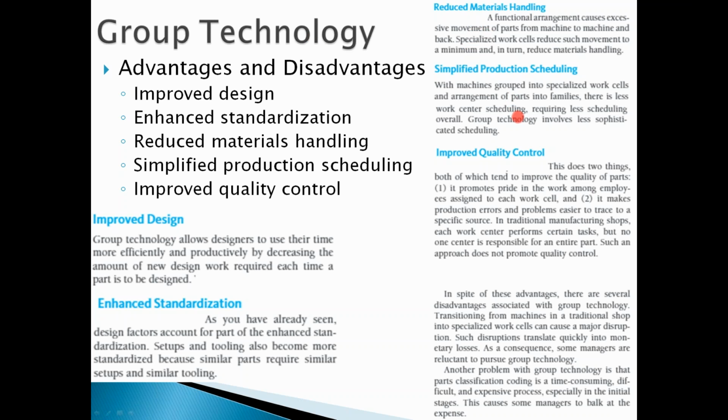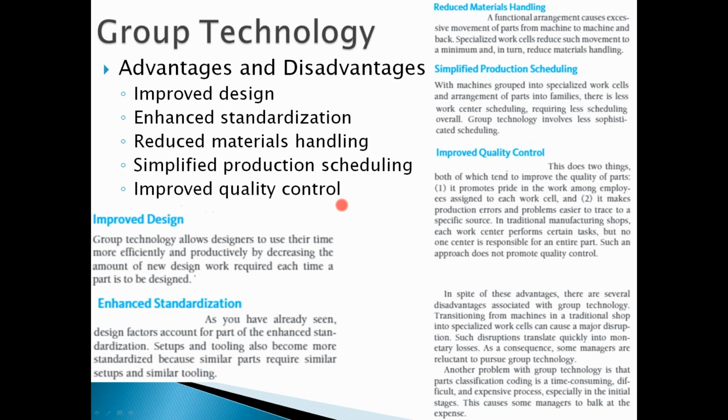Simplify production scheduling. With machines grouped into specialized work cells and arrangement of parts into families, there's less work center scheduling, requiring less scheduling. Overall, group technology involves less sophisticated scheduling.